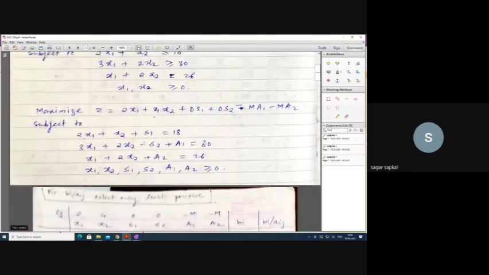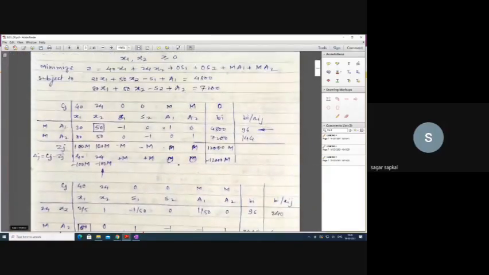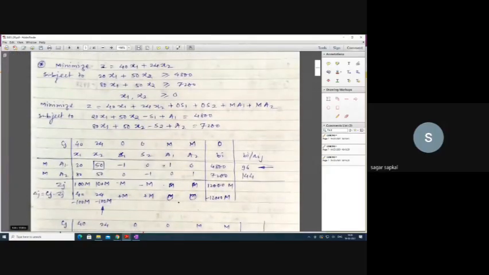Why? I will tell you. Now you just take this problem into consideration. So here, what are the basic variables? You just focus on the initial table and tell me what are the basic variables. Basic variables are those variables which are present in the base, meaning arranged row wise. A1 and A2. Okay. Now, what are the solution values of this particular table?